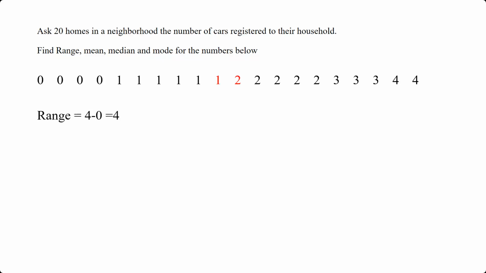How about the mean? Add them all up. 1.65. You add all of them up, you get 33, divided by how many there are, which is 20, you get 1.65.